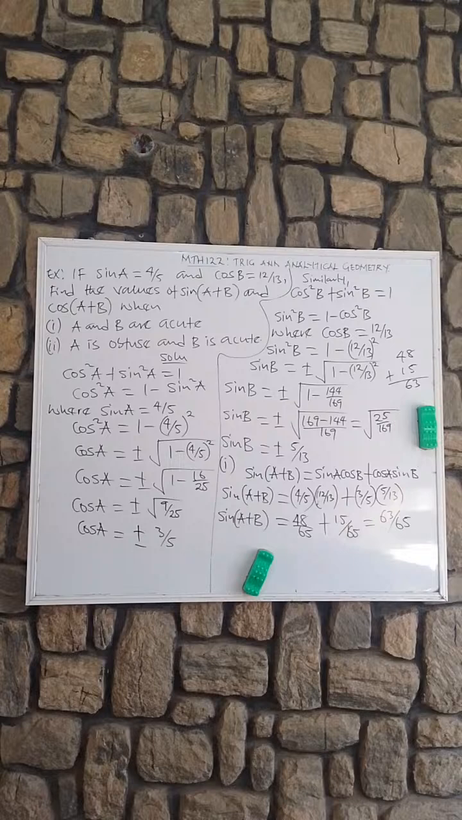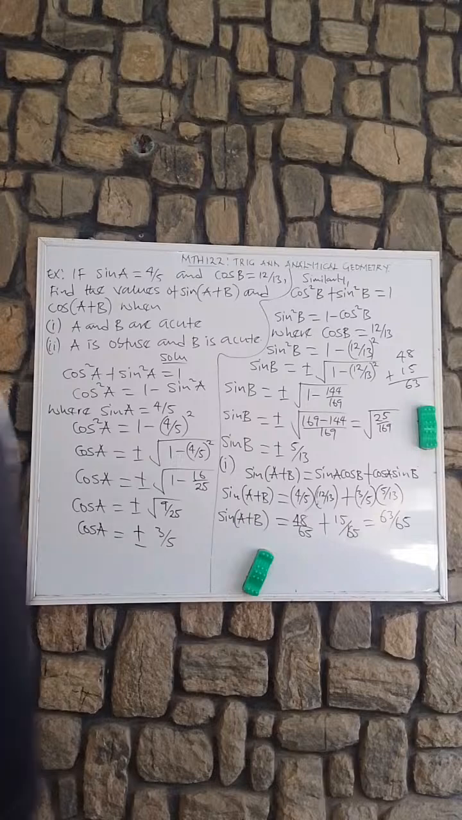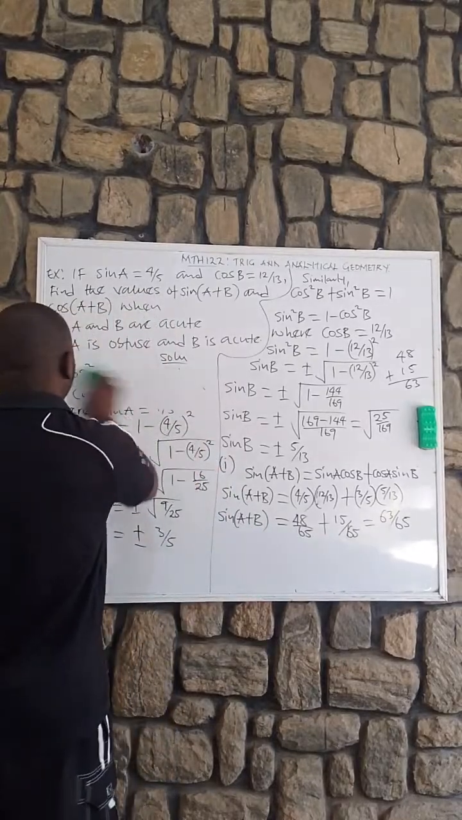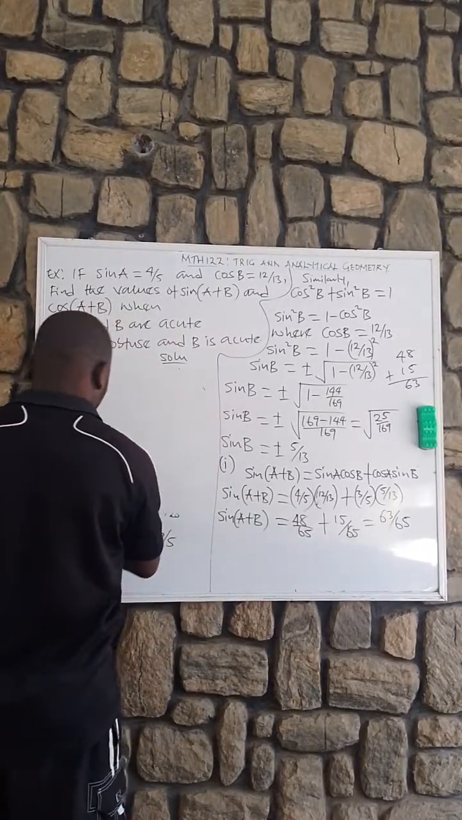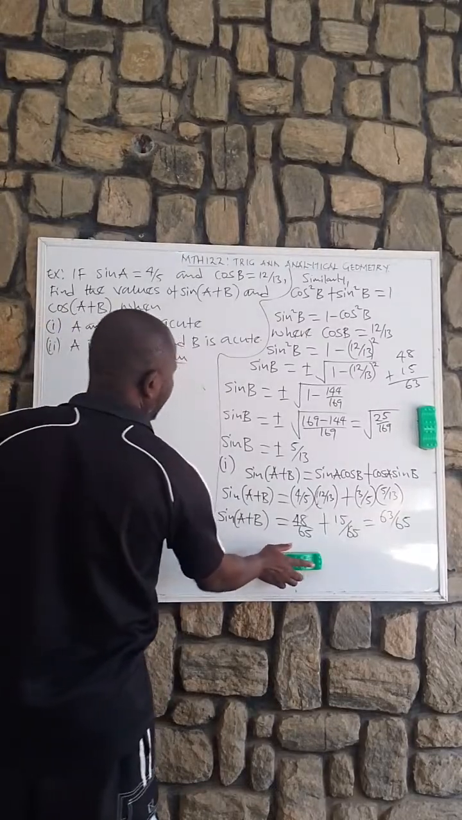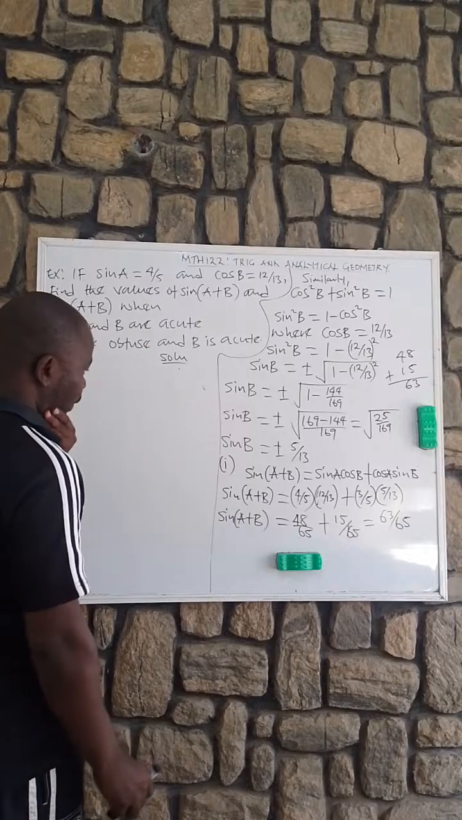So sine A is 4 all over 5. Then what is our cos B? Cos B is now 12 all over 13. Then plus cos A. Cos A is 3 all over 5. And what is our sine B? Sine B is 5 all over 13. True or false? So let's proceed, right? I think I've made myself clear. Okay? Let us proceed. Okay. So far, so good.